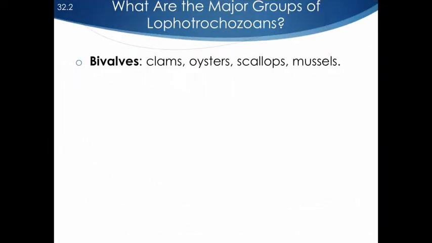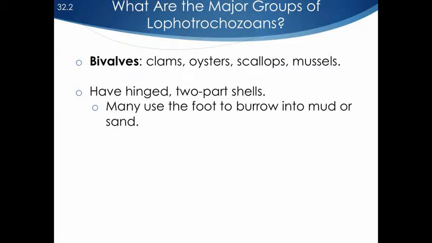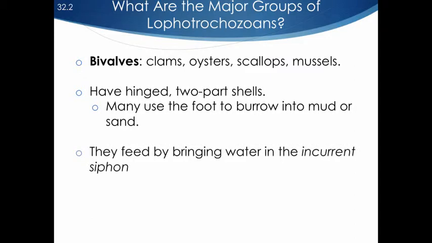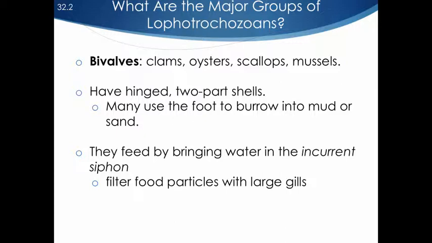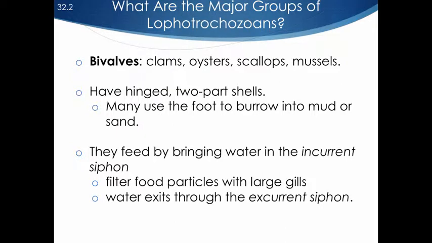So now we are going to go into bivalves, and those include clams, oysters, scallops, and mussels. They have hinged two-part shells, and many use the foot to burrow into mud or sand. And they feed by bringing water in through the incurrent siphon. So basically they rely on the movement of water for food, and filter food particles with large gills. And the water exits through the excurrent siphon.